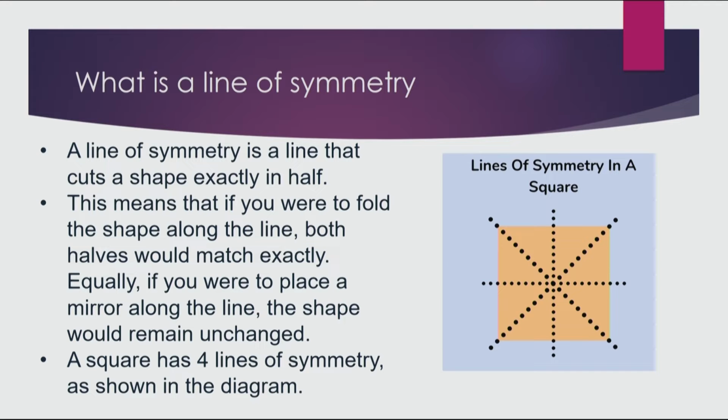Exactly. Very good. Let us take a square. A square has 4 lines of symmetry as shown in the diagram. Do we notice those lines? Let us count together. 1, 2, 3, and 4. Very good.